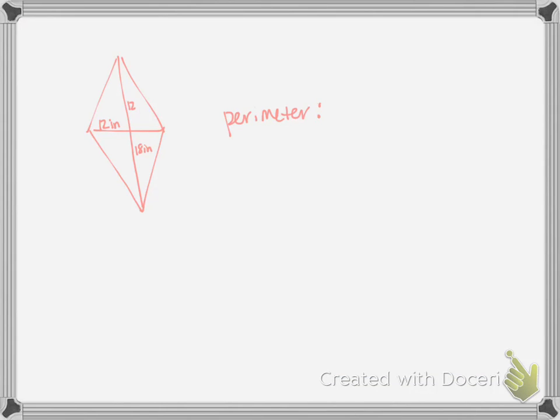Okay, my next one, I'm finding perimeter. Go ahead and add that 12 in there. It should have been in there because you can't tell what it is if I did not give it to you. So my little triangle, I've got 12 and 12. My bigger triangle, I've got 18 and 12.